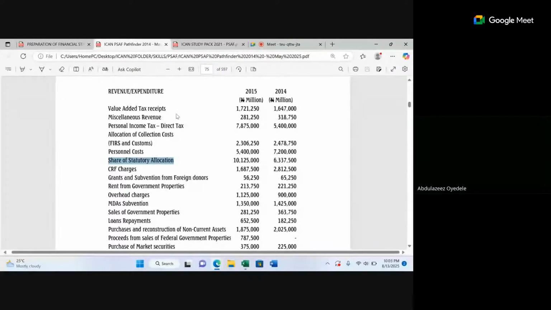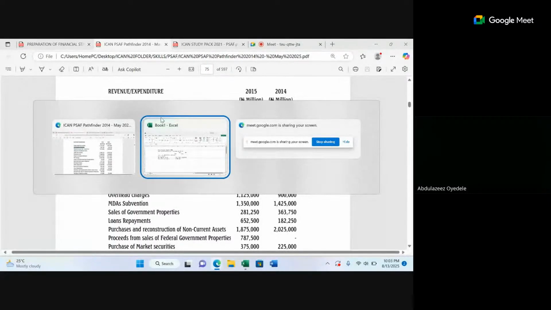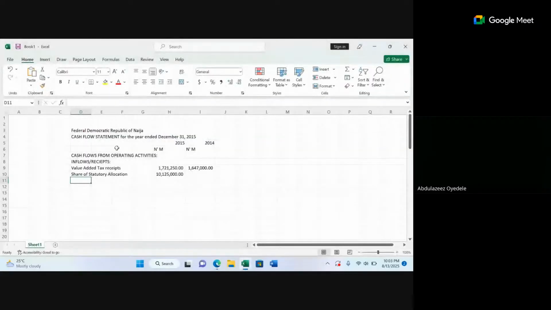From the top, we have taken this. This is miscellaneous revenue. Okay, good. This is an operating activity. That is other. It means other revenues. So it's an operating activity. 281,250.